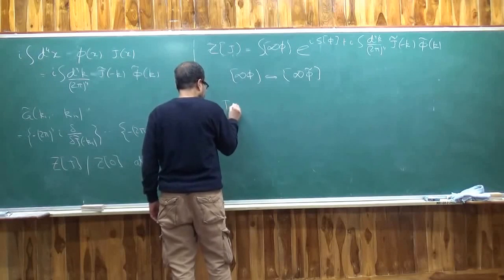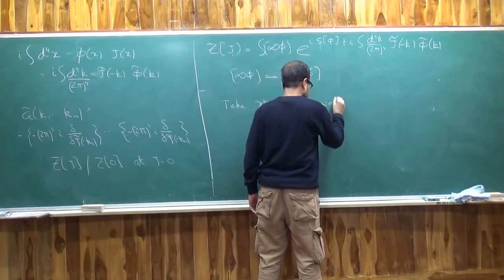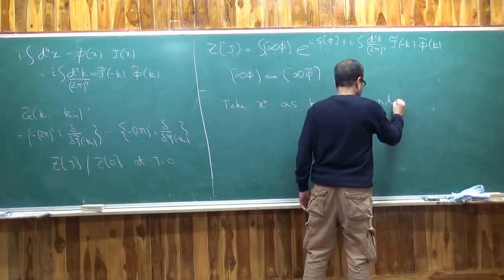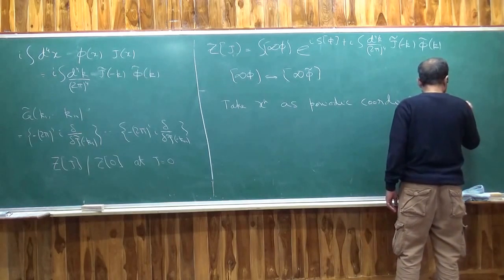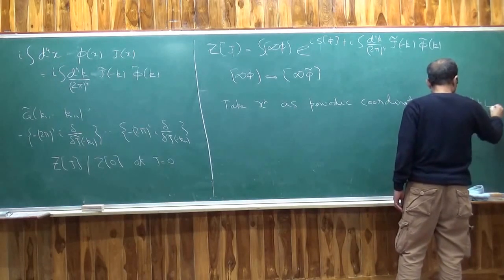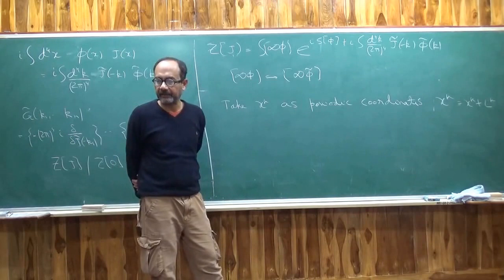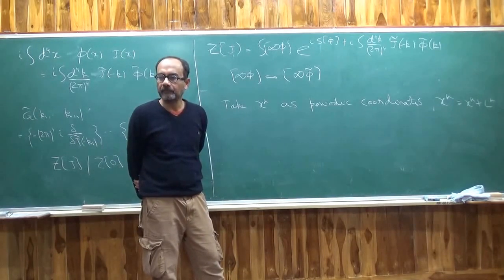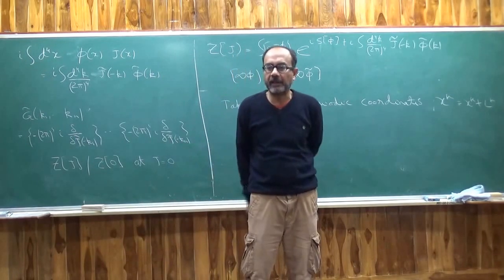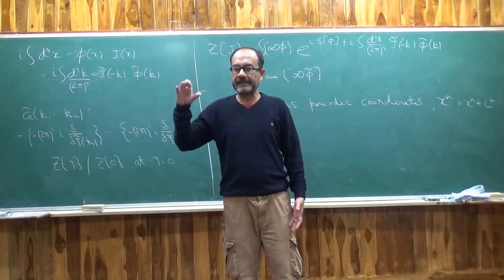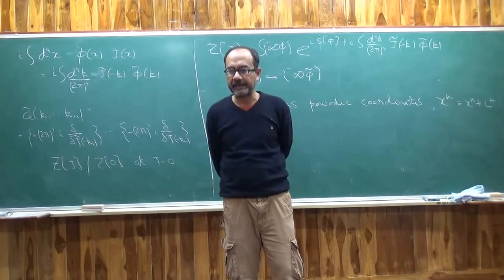So take x mu as periodic coordinates, with the identification x mu is the same as x mu plus l mu, where l is the length. Those we will eventually take to infinity. For x0 also, we just assume that it's compact. So the easiest way to do this is to think of the whole thing as Euclidean, do the analysis there, and then after you have taken the limit l goes to infinity, you rotate it back to the Lorentzian signature.